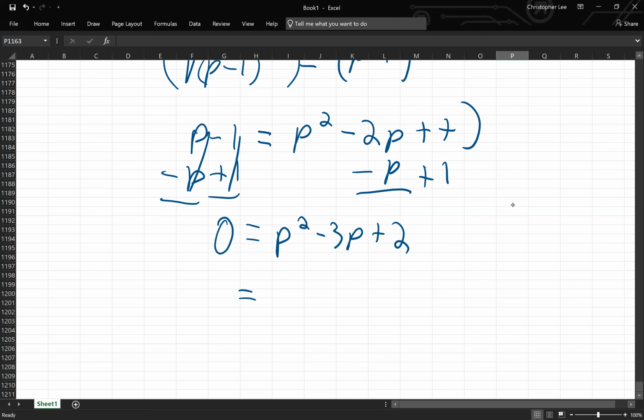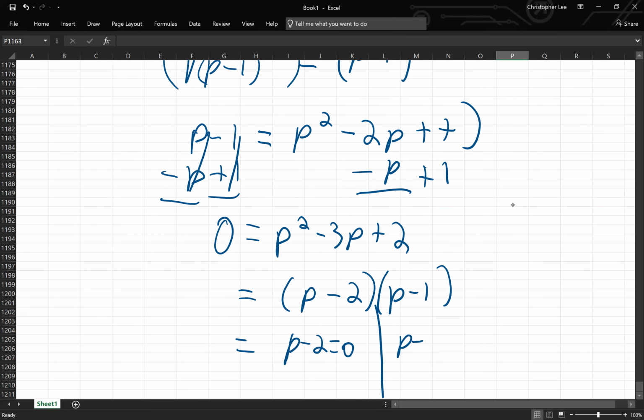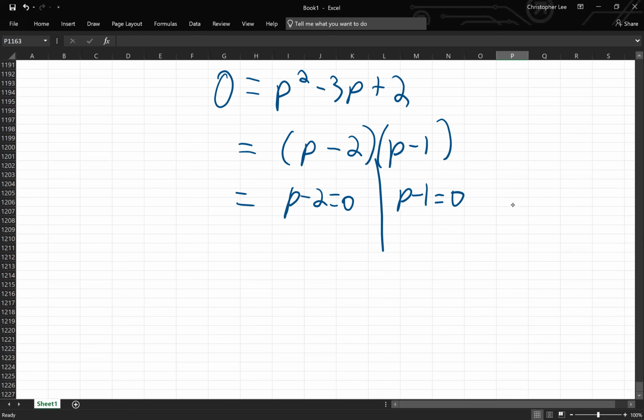And then you already know, I want to factor this. This is going to be p minus 2, p minus 1. And this will be p minus 2 equals 0, and p minus 1 equals 0. Let's solve for p. I'm going to add 2 over here. So I have p1 is equal to 2. I'm going to add 1 over here. p2 is equal to 1.